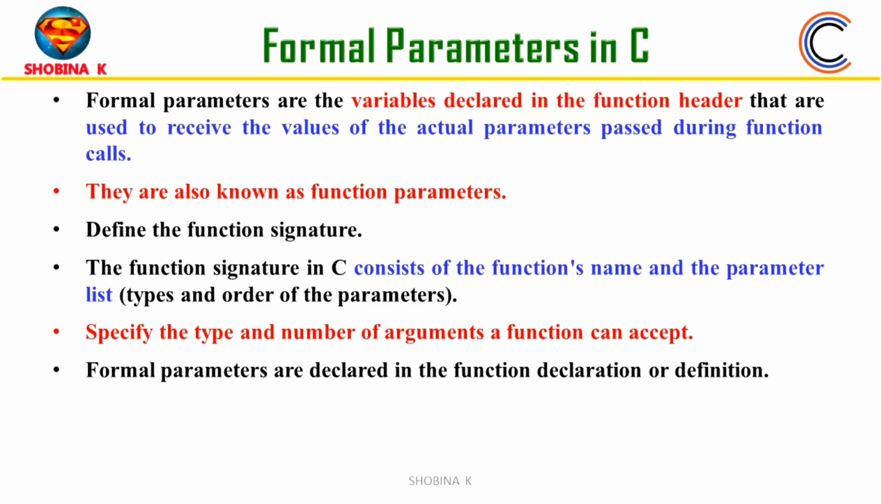Now let's understand the formal parameters in C. Formal parameters are the variables declared in the function header that are used to receive the values of the actual parameters passed during function calls. They are also known as function parameters. Formal parameters define the function signature. The function signature consists of the function's name and parameter list. The formal parameters specify the type and number of arguments a function can accept. The formal parameters are declared in the function declaration or definition.